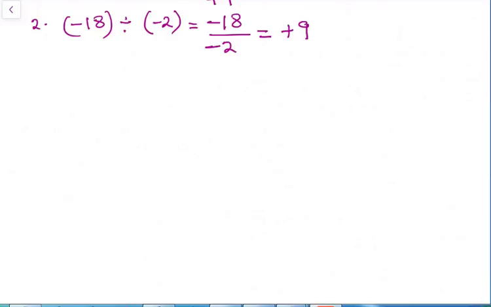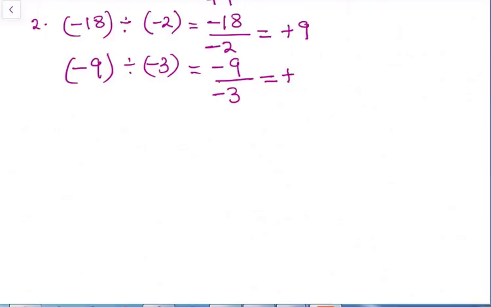Let's take another one, which is a minus 9 divided by minus 3. In this case, our numerator will be minus 9 and our denominator will be minus 3. We want to follow the same pattern. Minus divided by minus will give us positive, and 3 will go in 9 3 times, because 3 times 3 will give us 9.